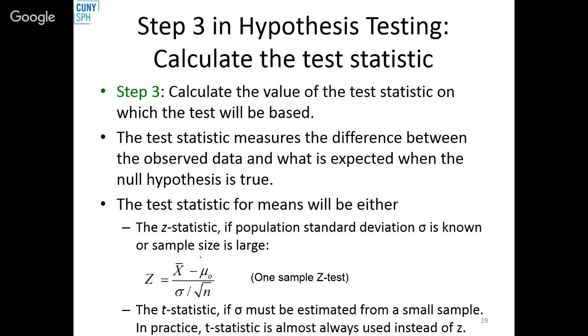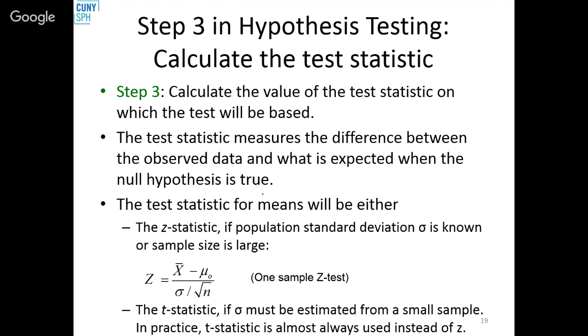Number 3 is calculating this test statistic, which depends on what your null hypothesis is and what your type of data are. In general, though, any test statistic measures the difference between the observed data and what is expected when the null hypothesis is true. So generally, it's something that is small for the null hypothesis and becomes larger, either more positive or more negative, the less likely or the more different your sample is from that null distribution.